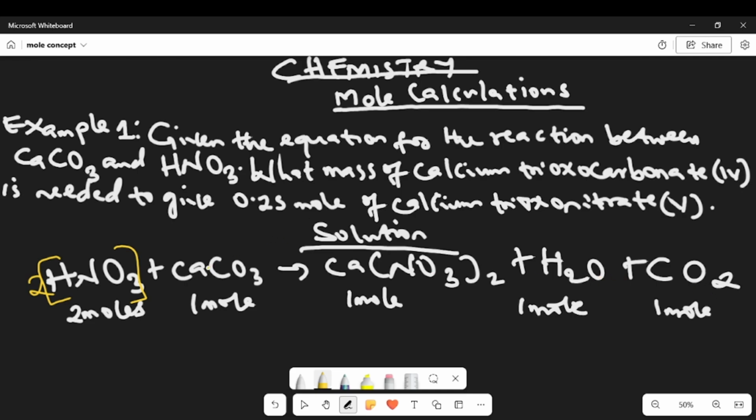The next one is calcium, 1 calcium, 1 calcium, so nothing changed. Then the next one is carbon, 1 carbon, 1 carbon, nothing changed at all.